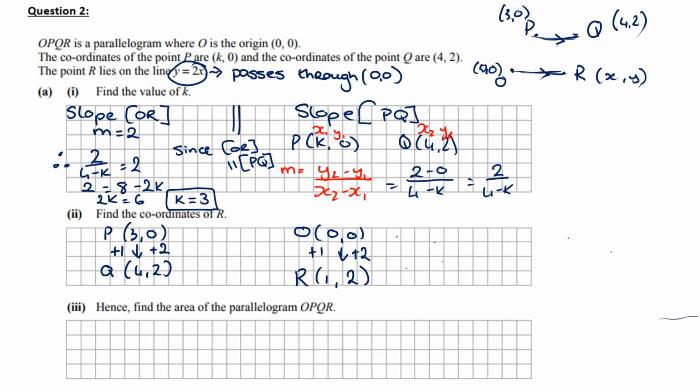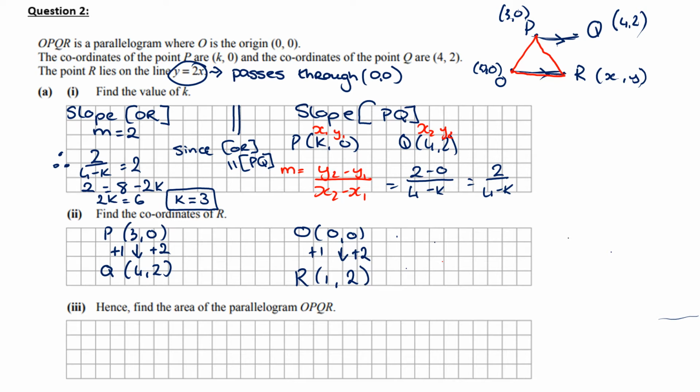It then says, hence find the area of the parallelogram OPQR. Now, base times perpendicular height is how we would work out the area of a parallelogram using traditional methods. However, sometimes there may be an easier way, given we're working in coordinates. One of our points is (0, 0), and that's useful for us because if I have my parallelogram like this, I have a triangle where one of my points is (0, 0).